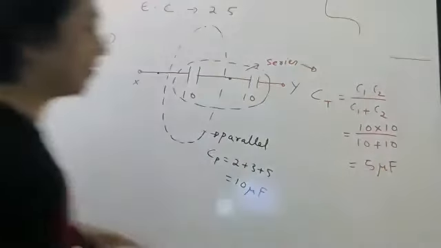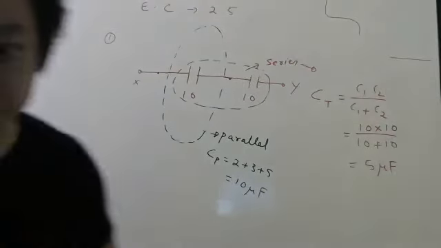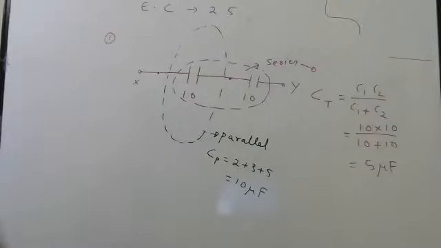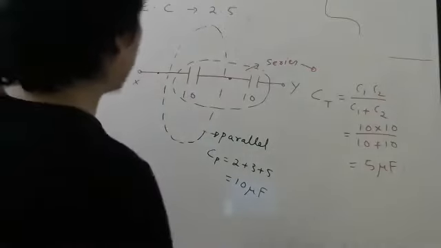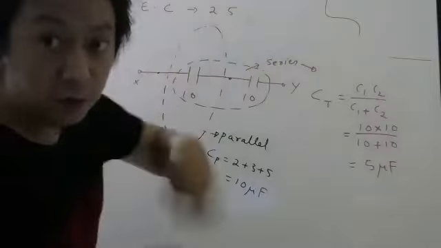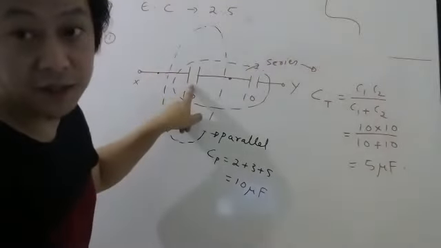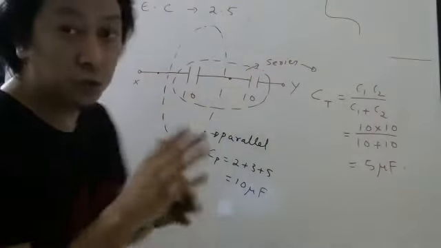So answer is 5 microfarad. Okay. Fine, easy question. Just try to realize which are in parallel, then you replace it by one single capacitor, then you simplify. So the whole idea is like this.